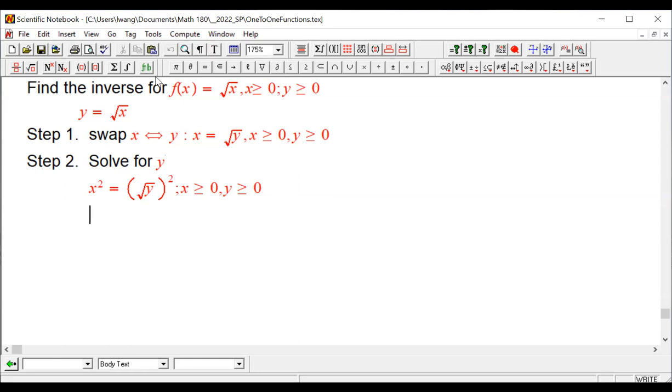And then what? On the right-hand side, it's just x squared. On the other side, it equals y. So in the end, the inverse function is x squared.